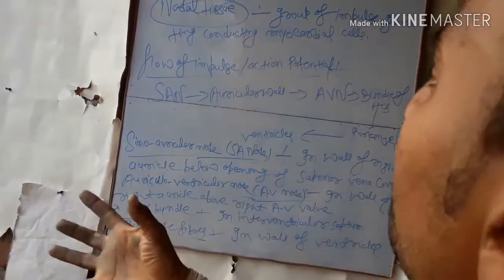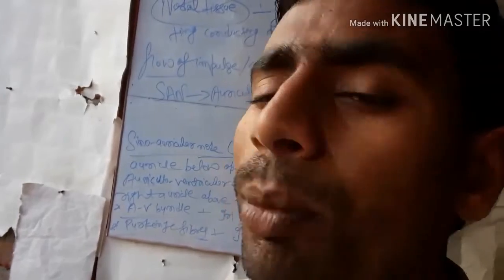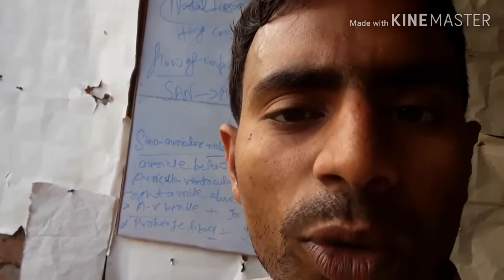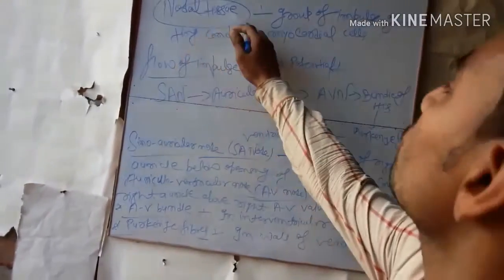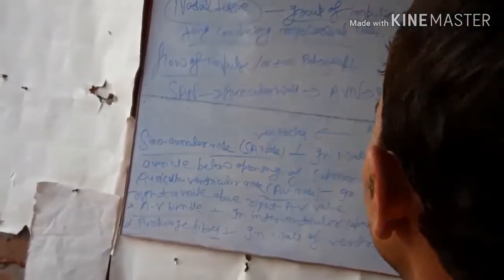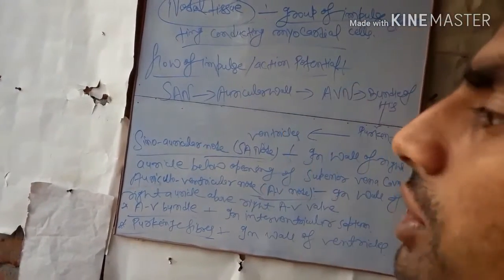Nodal tissue is a group of impulse generating, conducting myocardial cells. What is nodal tissue? Nodal tissue is a group of impulse generating, conducting myocardial cells. This means a group of myocardial cells is nodal tissue.